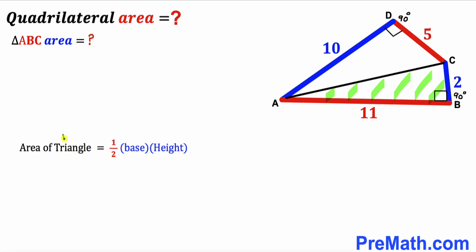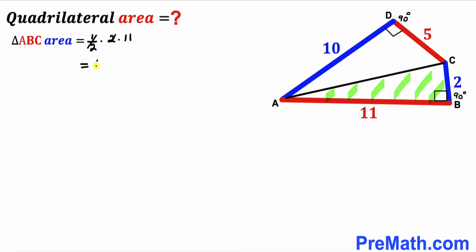And now let's recall the area of a triangle formula. Area is always equal to a half times base times the height of the triangle. In our case, the base of this triangle ABC is 11, whereas the height is 2. So the area of this triangle ABC is going to be a half times 2 times 11. The 2s cancel out, so we end up with 11. So the area of this triangle ABC turns out to be 11 square units.